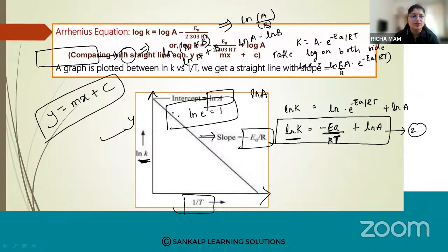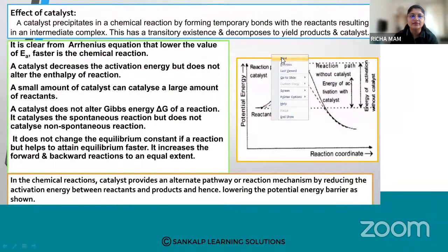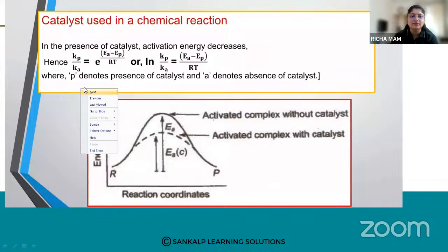Okay, so let us go for the... So this was when we were determining the activation energy graphically. Now we will see how to determine activation energy experimentally. Activation energy can be determined experimentally by measuring the rate constant of the reaction at two different temperatures.